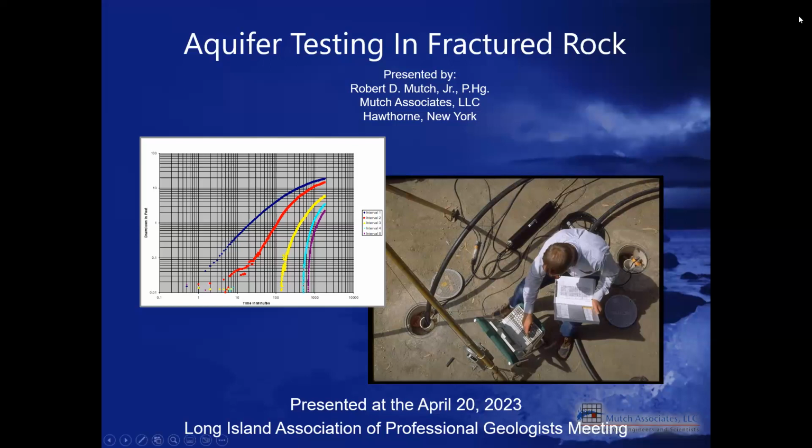I wanted to discuss something close to my heart, which is aquifer testing in fractured rock, with particular focus on methods that rely on hydraulic diffusivity, so specific measurement of hydraulic diffusivity. And also maybe we'll take a look at how we can do tracer tests very inexpensively during the course of aquifer testing.